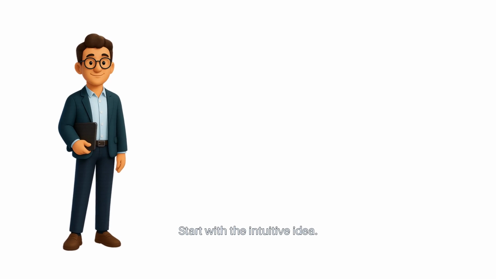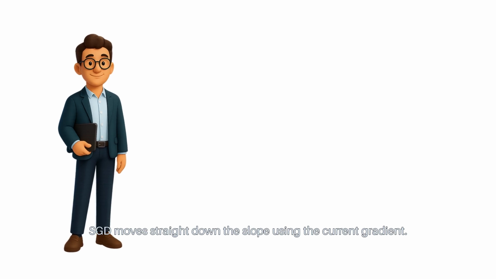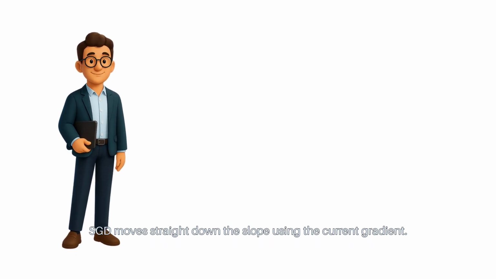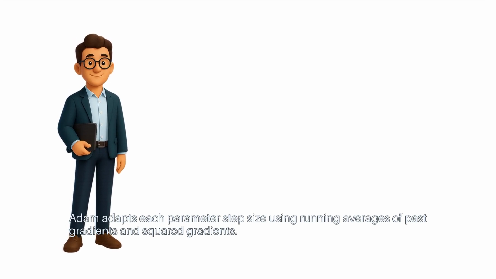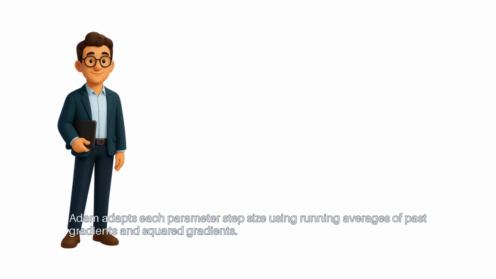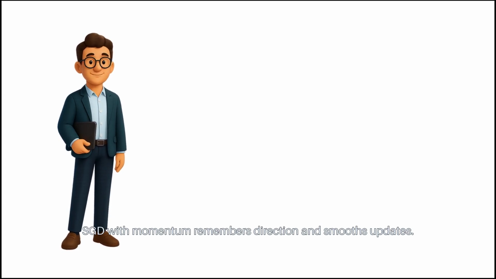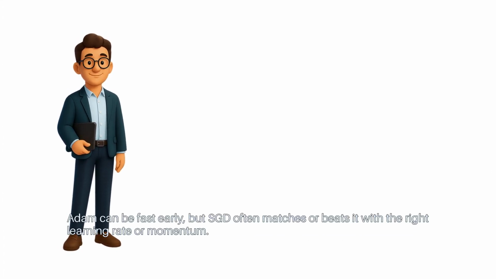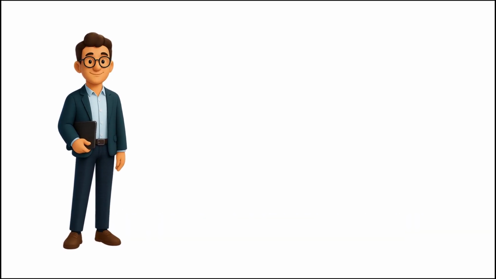Start with the intuitive idea. SGD moves straight down the slope using the current gradient. Adam adapts each parameter's step size using running averages of past gradients and squared gradients. SGD with momentum remembers direction and smooths updates. Adam can be fast early, but SGD often matches or beats it with the right learning rate or momentum.